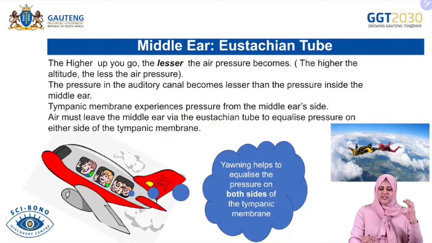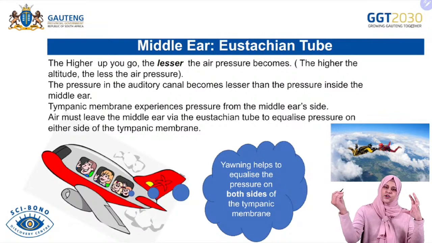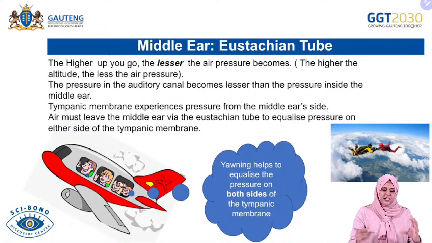Pressure in the auditory canal now becomes less than the pressure inside the middle ear. And the tympanic membrane experiences pressure from the side of the middle ear. So air must leave the middle ear via the eustachian tube to equalize the pressure on either side of the tympanic membrane, right? So sometimes when you open your mouth or you yawn, that seems to help to equalize the pressure on both sides of the tympanic membrane.